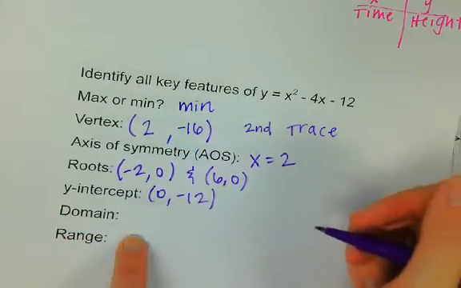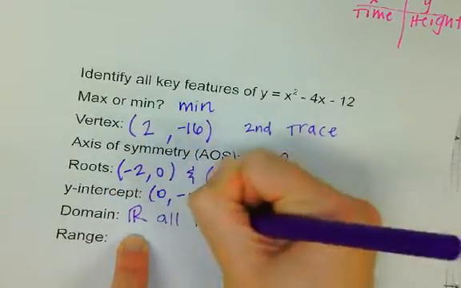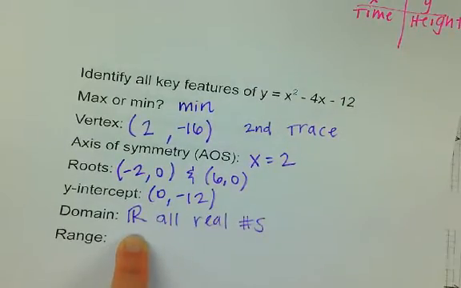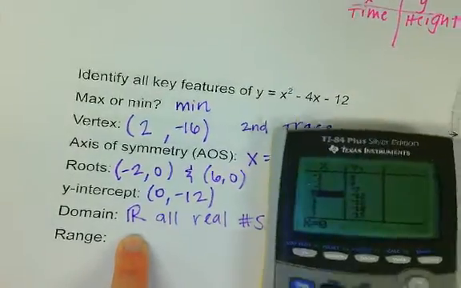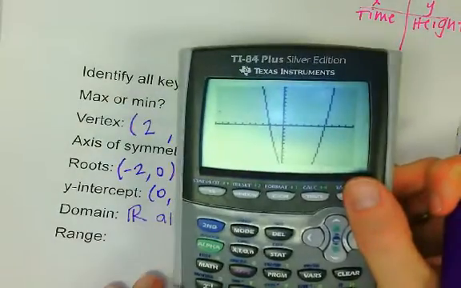And then domain and range. Please don't miss the domain. Because these graphs continue to the left and right, their domain is all real numbers. Now, that's not true for the range.